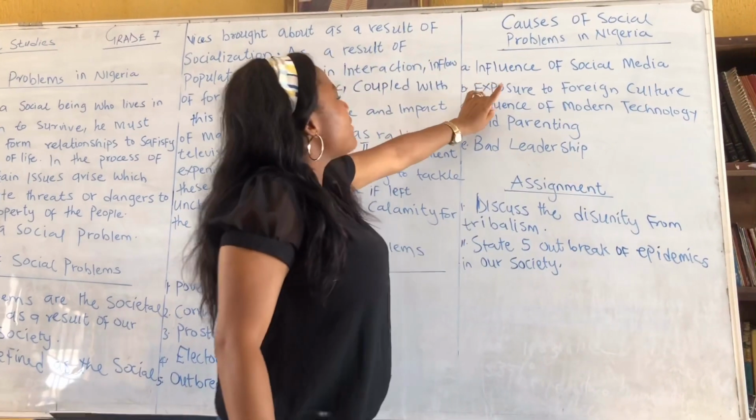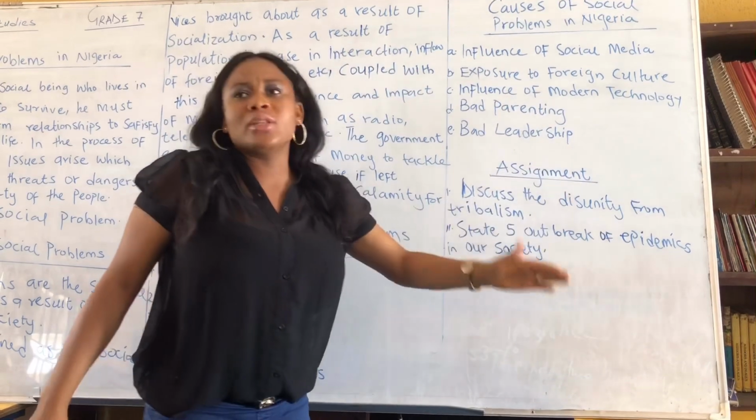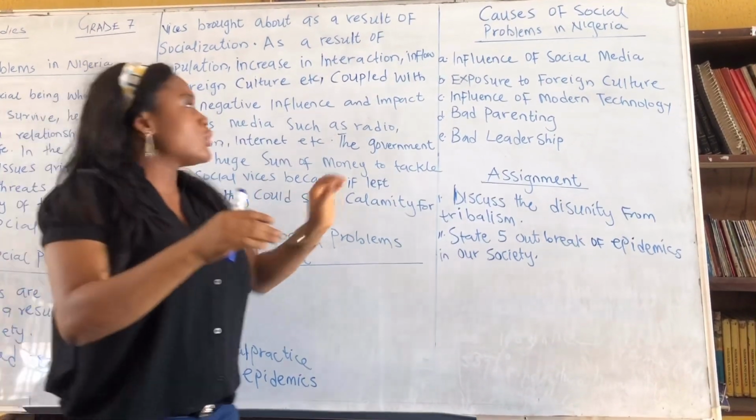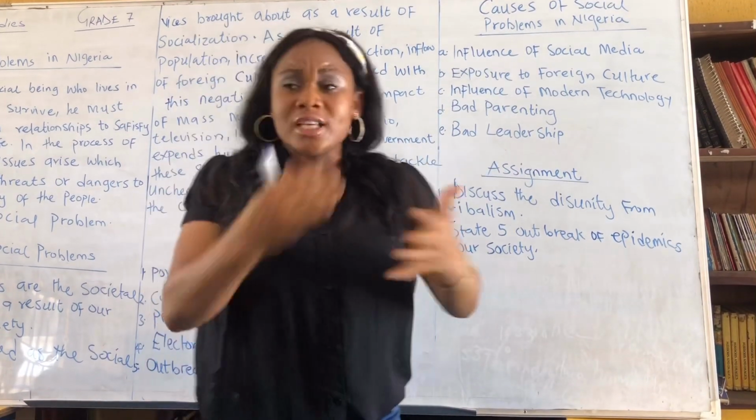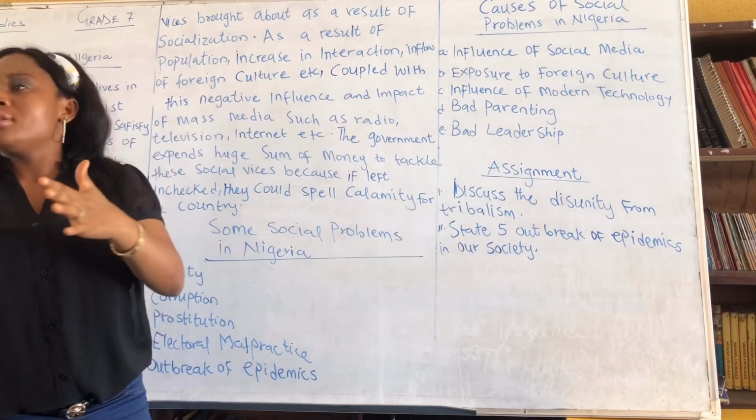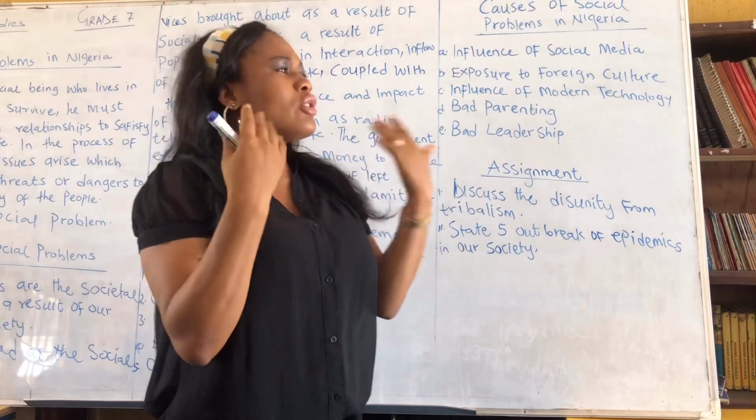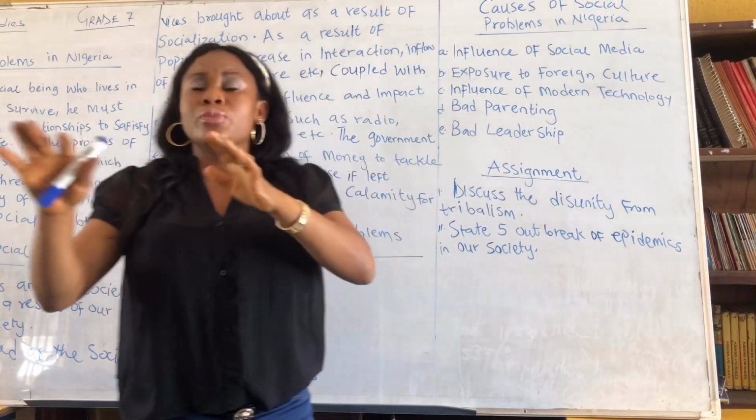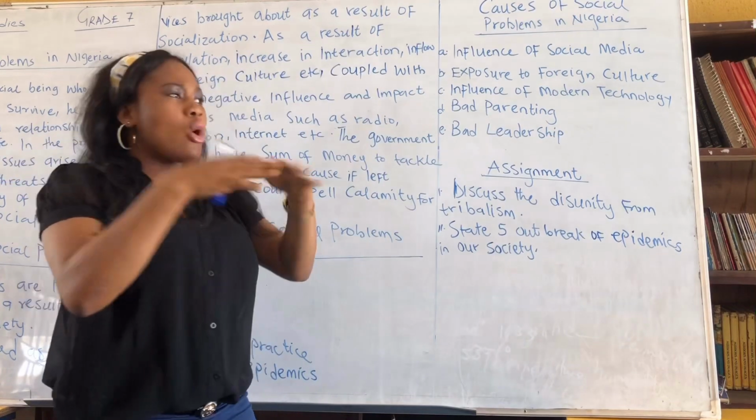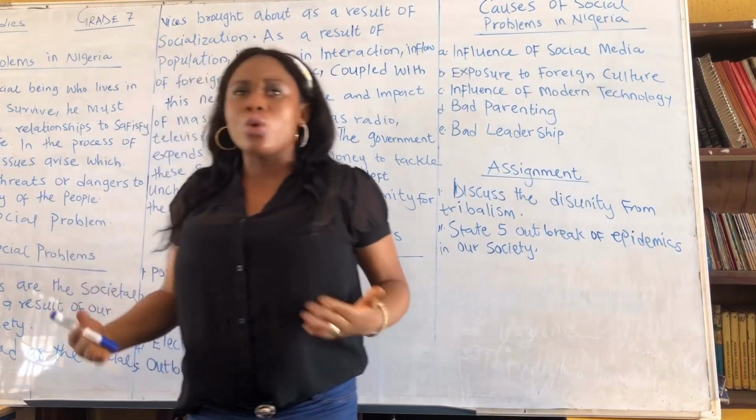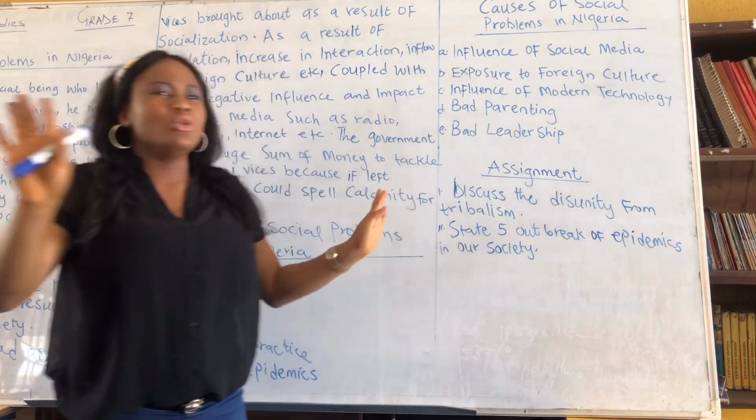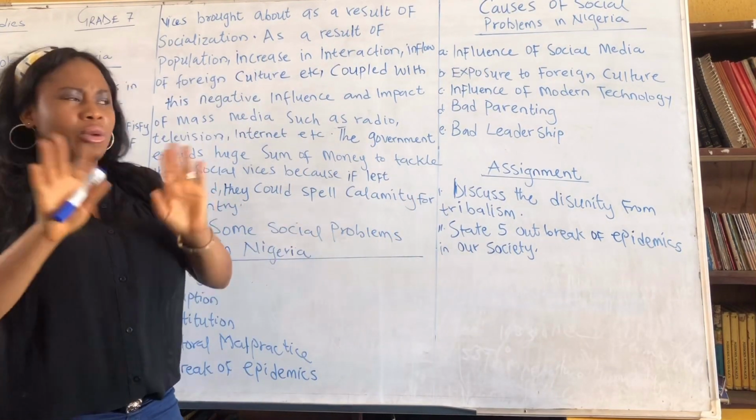Then let's also look at causes of social problems in Nigeria. We have, one, influence of social media. Influence of social media has to do with interaction on our social platforms, for example Facebook, Twitter, WhatsApp, Skype, etc. As a result of the usage of this social media, we are being exposed to certain things that are not in our culture, for example dress code, nude pictures of human beings and all, etc.